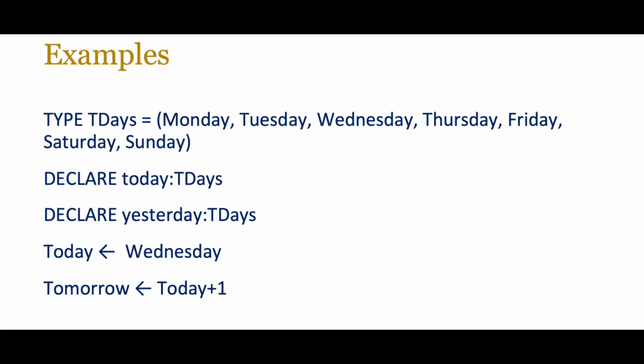Well, hopefully you got something similar. You got a type, T days, and then you would have the days of the week, Monday, Tuesday, Wednesday, and all the way down to Sunday. Then you might have declared today as the new data type T days, declare yesterday as T days as well. You assign the value Wednesday to today, and tomorrow is basically today plus 1, because remember, enumerated is an implied order of ordinals or values, and then if you have one day, you can just use plus 1 or minus 1 to subtract and so forth. So you should have something along the lines of this.